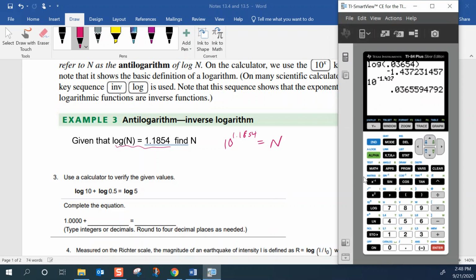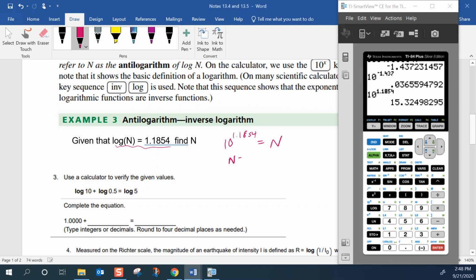On the calculator, 10 to the power of 1.1854 is equal to 15.325. All right, so those are the ideas in this section. Then there's a couple of different ways to use the ideas.